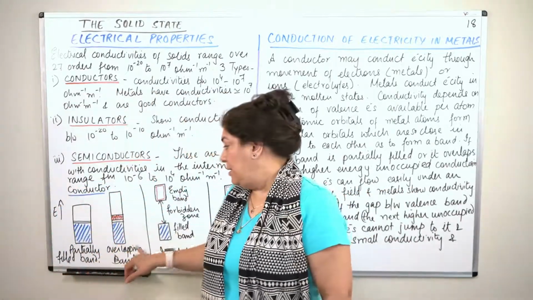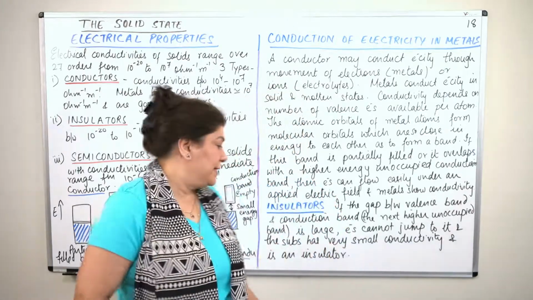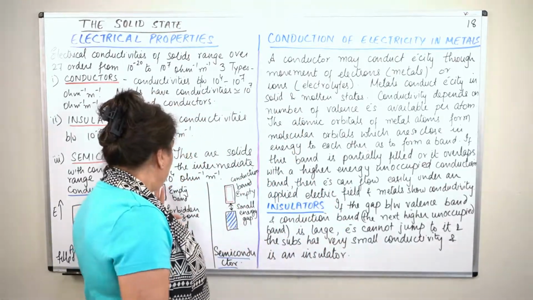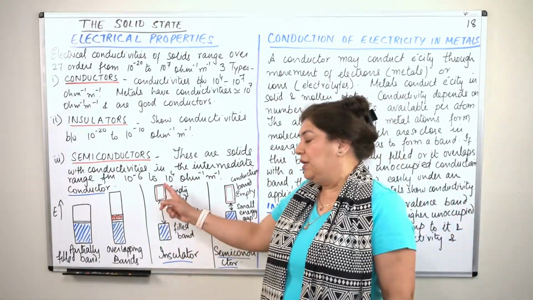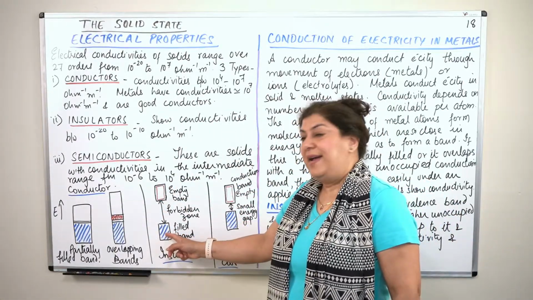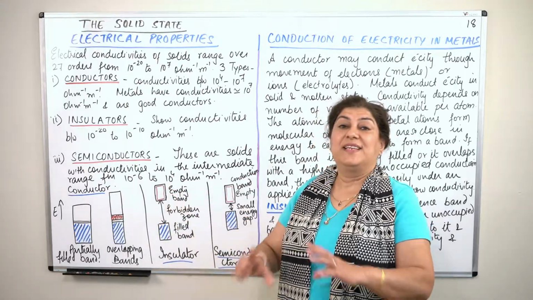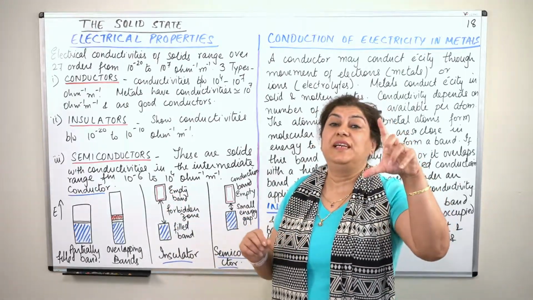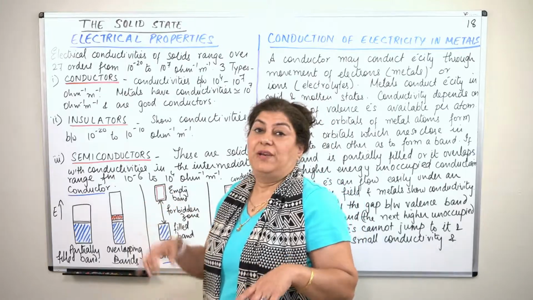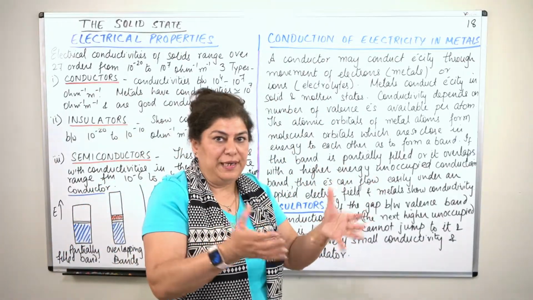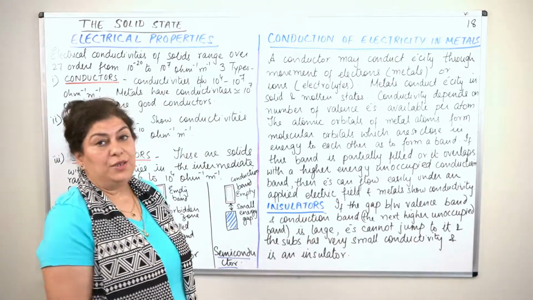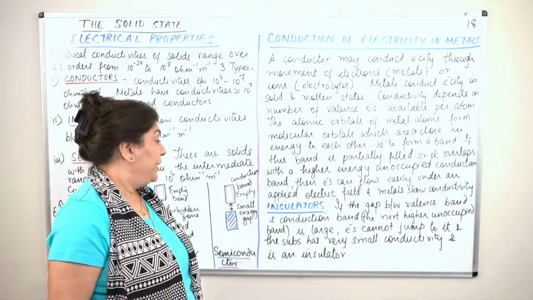The second part that we are going to discuss is insulators. So what about insulators? Insulators are those where the energy difference between the filled band and the conduction band is really high. Therefore, electrons cannot jump up. And since they cannot jump up, even on applying an electric field, they cannot conduct electricity since electrons are not moving.